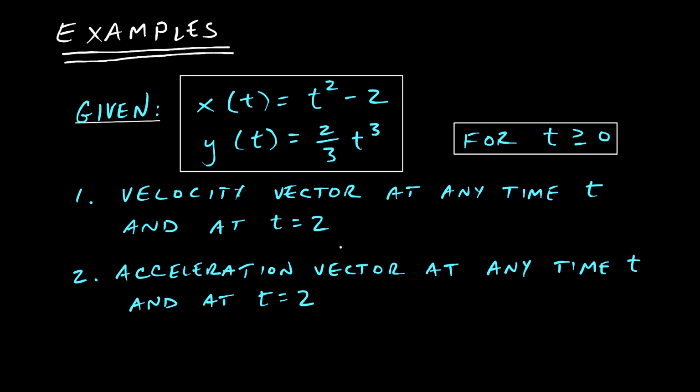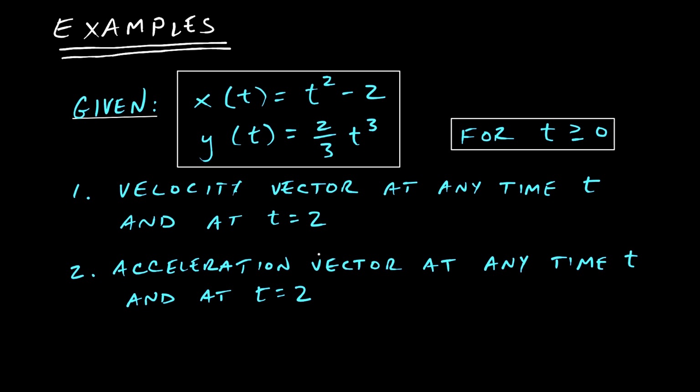Let's dive into our examples. We'll look at the first two together, because when you're finding velocity and acceleration, I feel like you could just keep going. It's pretty simple. Here we're given x of t is t squared minus 2, y of t is 2/3 t cubed. Now, if we really wanted to, we could convert this to rectangular coordinates, where we can solve for t as a function of x and substitute in. So we could have y as a function of x. Some of the examples can be much more challenging. This one's pretty straightforward, but we'll look at it as a vector.